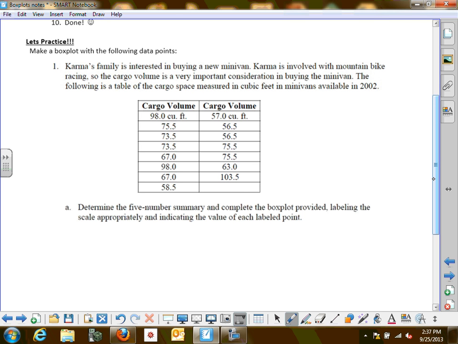So what's the first thing that you have to do whenever you want to do things like median and such? Put them in order. So let's put these 15 numbers in order, ordering up. 56.5 is the smallest value. There is another 56.5, so you list it twice. Next is 57, and then so on. So take a second, write those down, and we'll check them here in a minute.